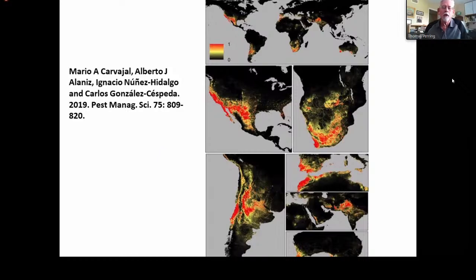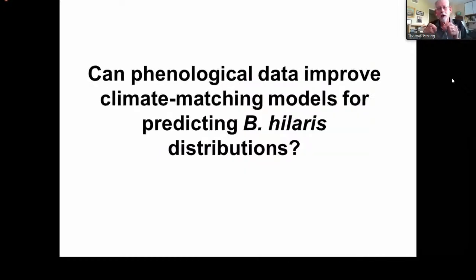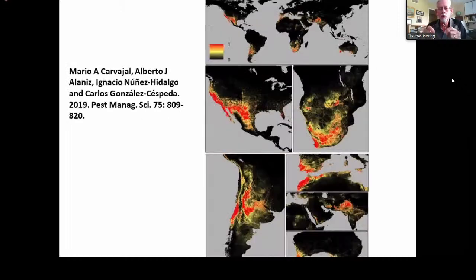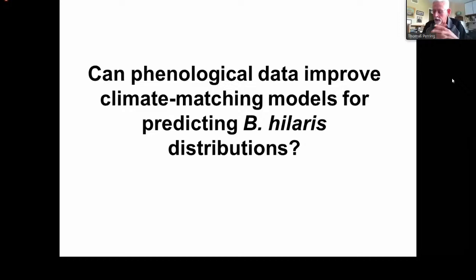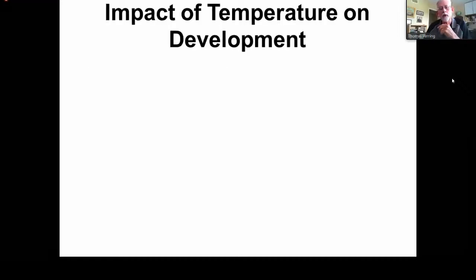All along I've been thinking these climate matching models are really nice tools to give us some predictions about where we might see these insects. But I wondered, if we have data, like Tomislav just presented on the phenological data, real-life laboratory type data, can those be used in any way to help refine these broader climate matching models, which are based upon where known distributions are and then matching the climates of those regions to other places in the world? So I asked this question: can they be used to improve climate matching models?